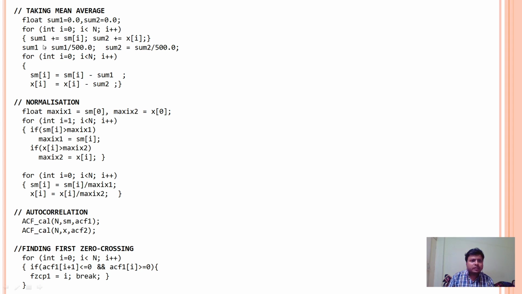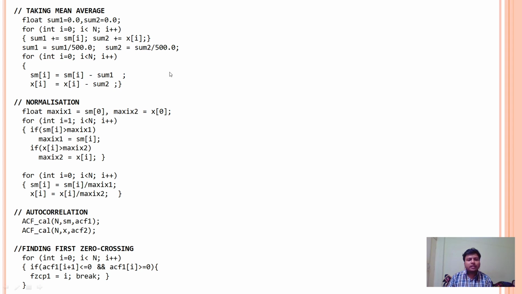As we can see, basically we are finding the sum of the given PPG data and dividing it by the number of data samples to get the mean. And finally, we are subtracting the mean from the original data to set the reference back to zero for both the original data signal and the smoothed signal. Here X stands for the original data signal of 500 samples and SM is the smoothed version of the same.